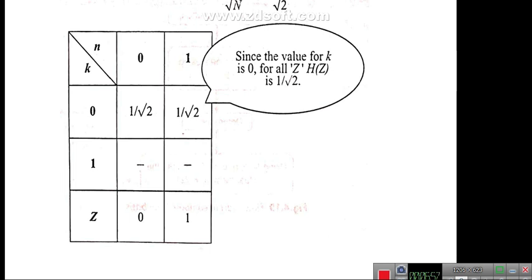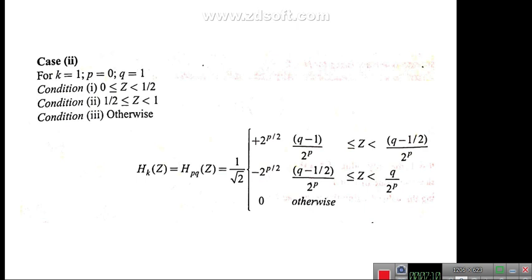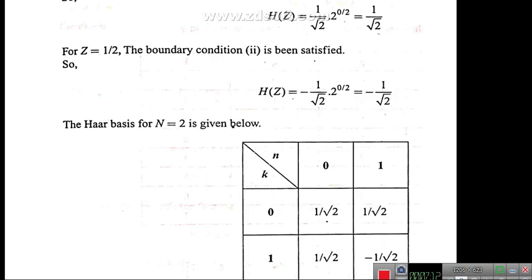So now for k and n with the (0, 0) and (0, 1) combination, the Haar transform matrix is as follows. K is 0 means 1 by root 2, 1 by root 2, otherwise for 1 it is plus and minus. Okay. So here the outside coefficient is 1 by root 2. Just multiply 1 by root 2, here minus 1 by root 2. So the final Haar basis function is 1 by root 2, 1 by root 2, otherwise 1 by root 2, minus 1 by root 2. So this is the Haar basis for n equal to 2.